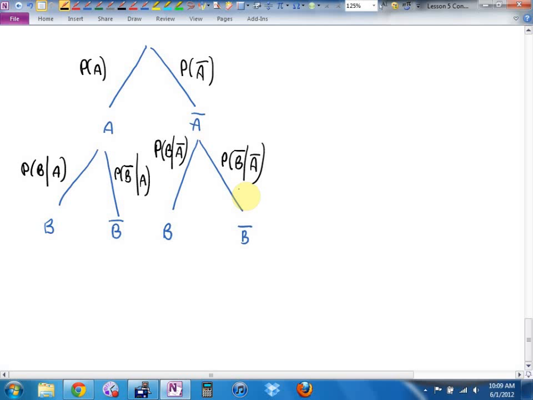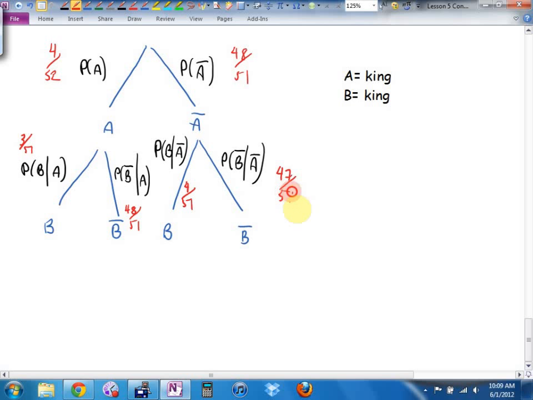Okay. I'm going to put some numbers on here. I don't want you to put the numbers on here because I want this tree to remain generic. But for what it's worth, if we said something like A was getting a king and B was getting a king, then your numbers would be 4 out of 52, 48 out of 52, 3 out of 51, 48 out of 51, because now there's the 3 kings left in the deck. Here you didn't get a king, so you'd say this was 4 out of 51 and 47 out of 51.